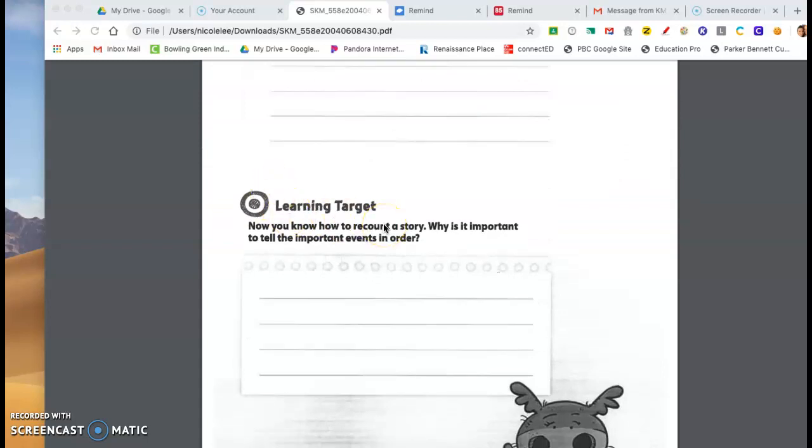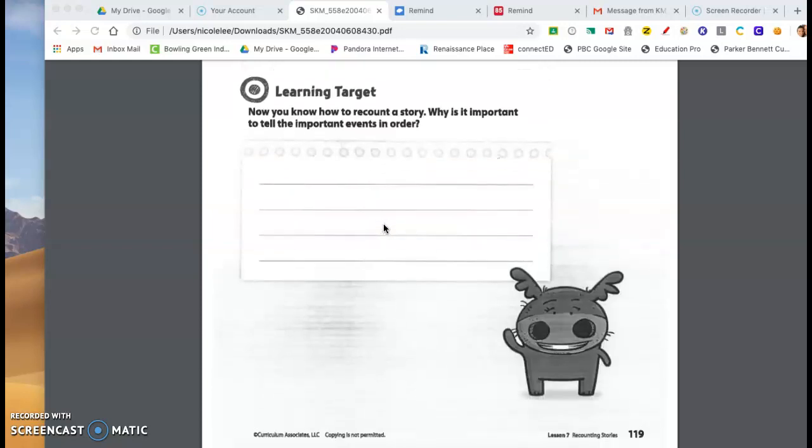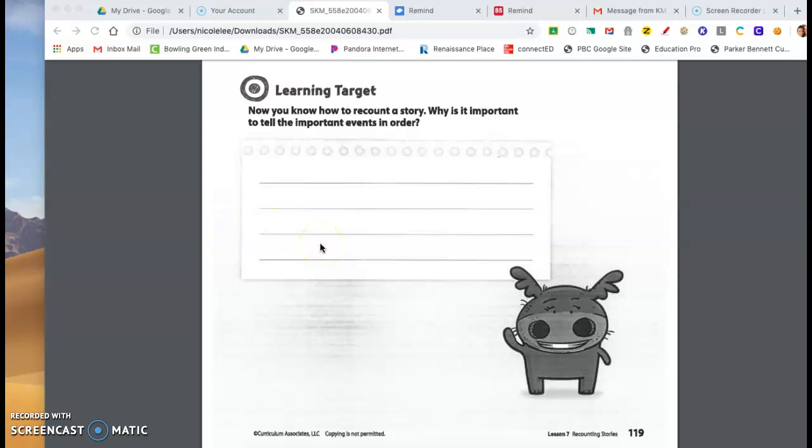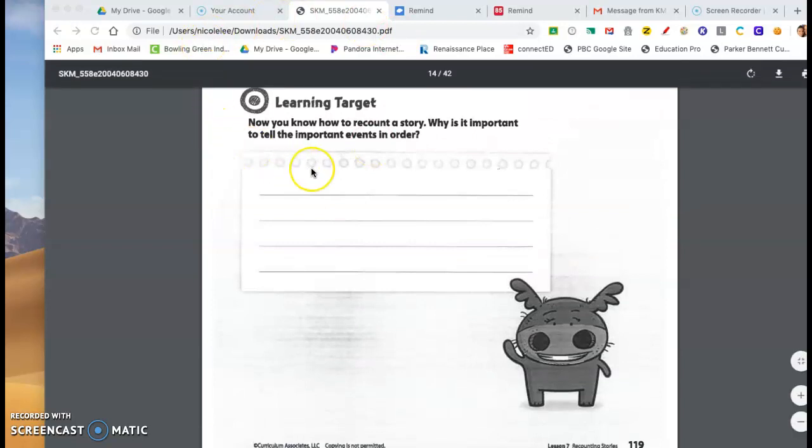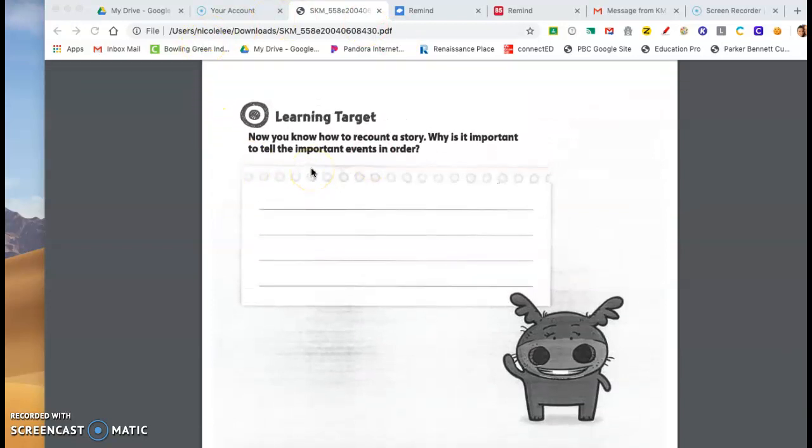And the learning target for today, it's just asking you why it is important to tell the important events in a story. So why is that important to you as a reader? This is your answer. There's no right or wrong answer. There are answers that make more sense, but this is just a spot for you to reflect about why it's important to be able to tell the events of a story. So that is your lesson for today, Tuesday, April 7th.